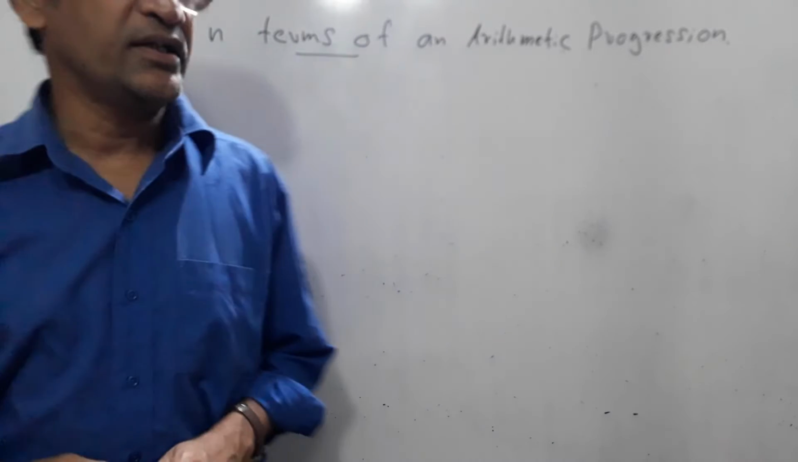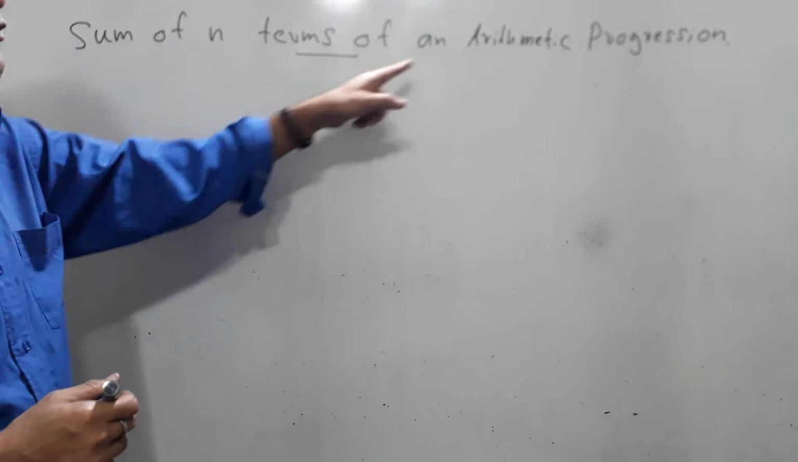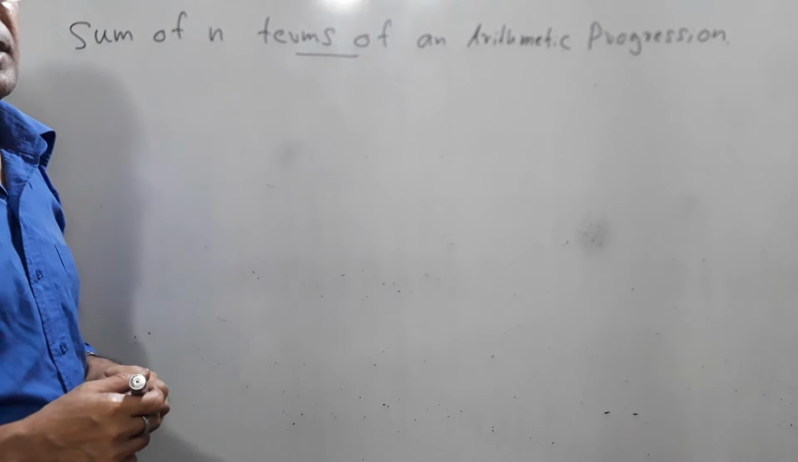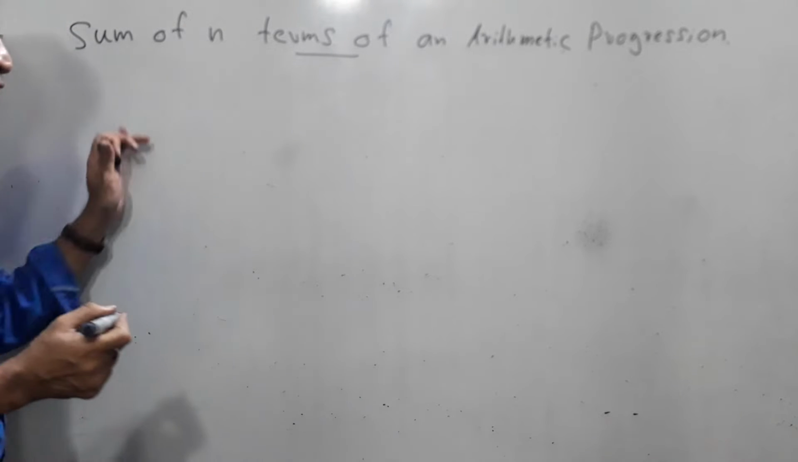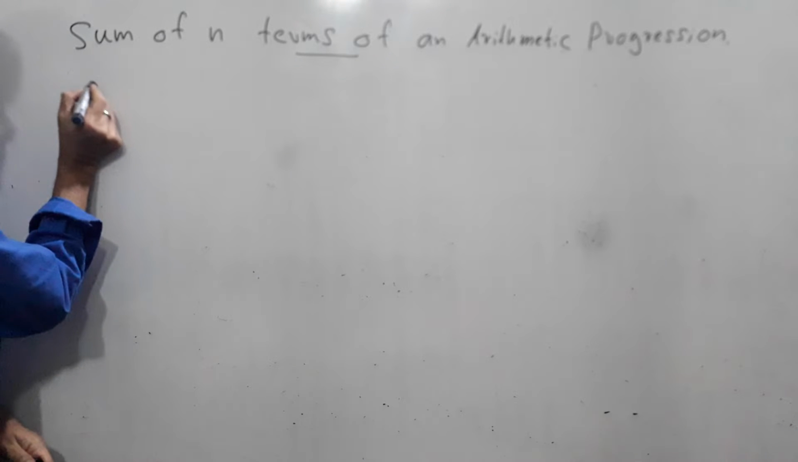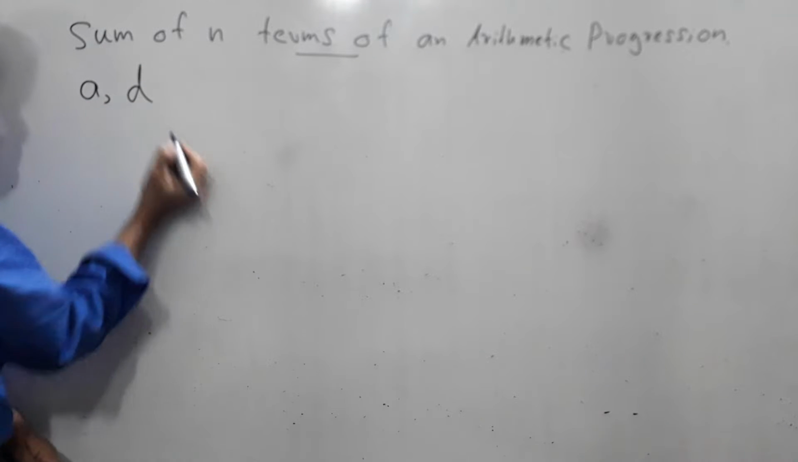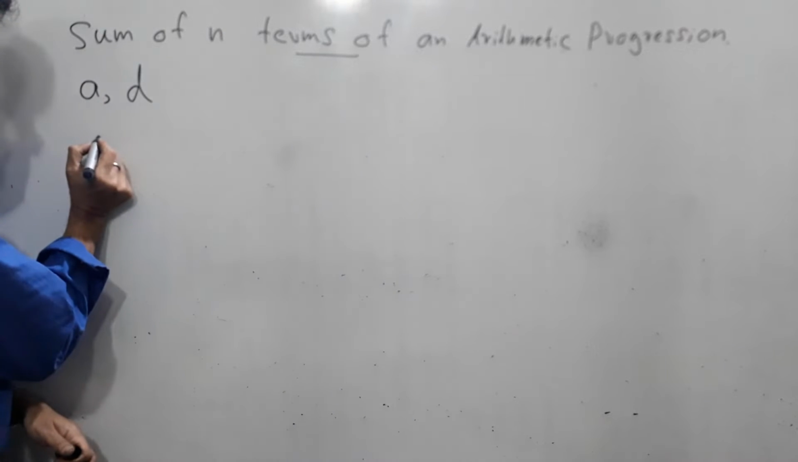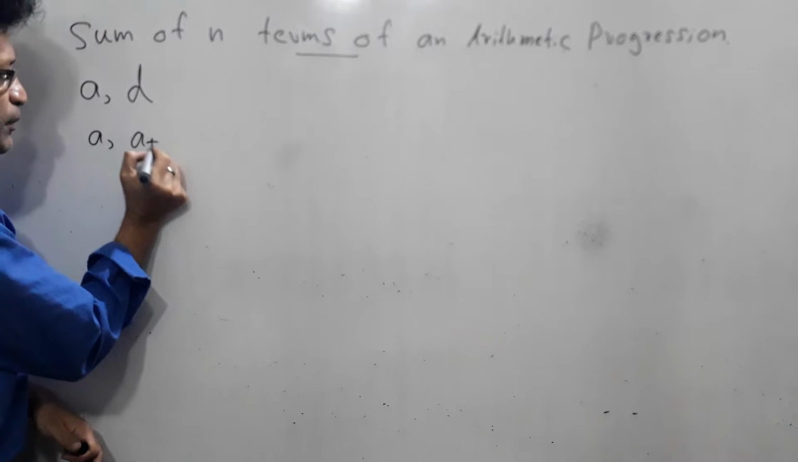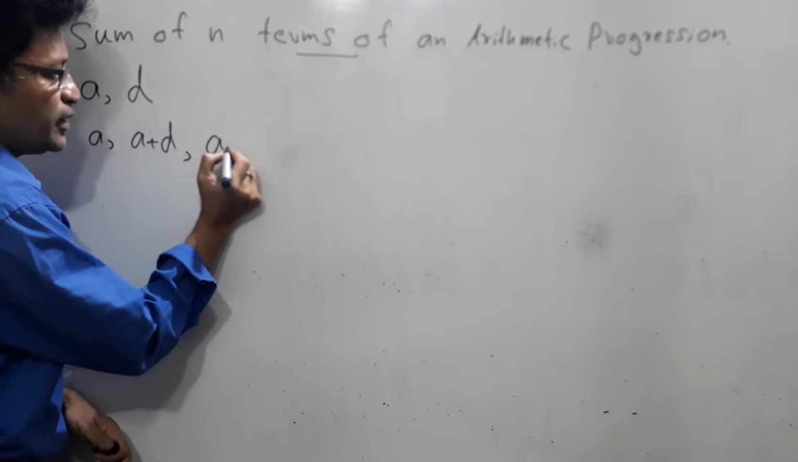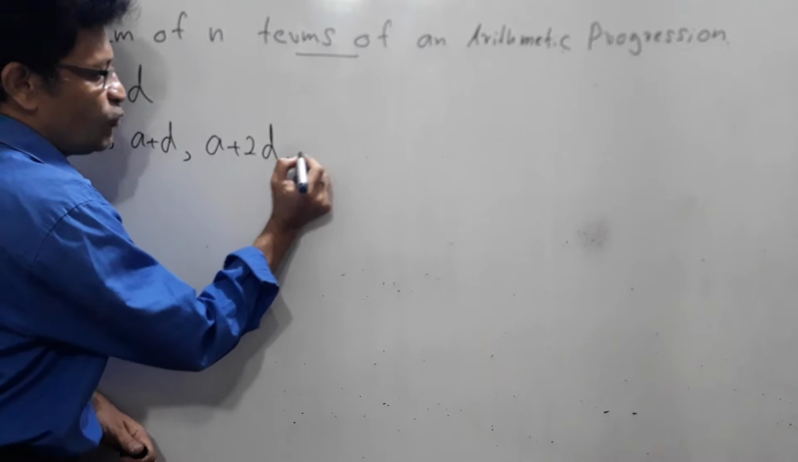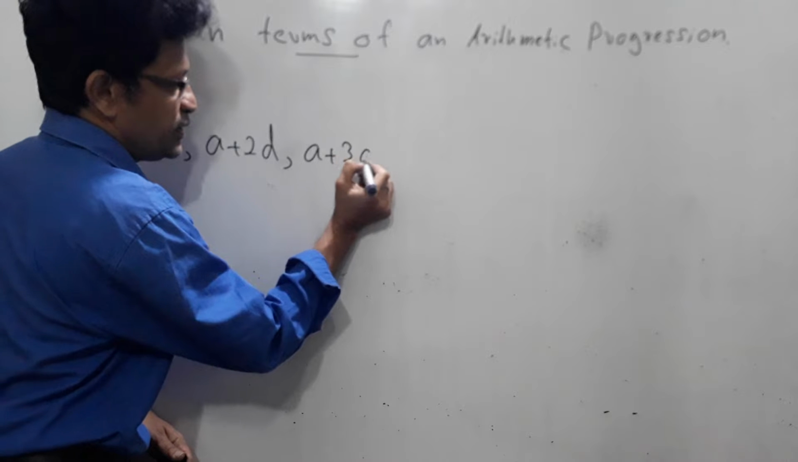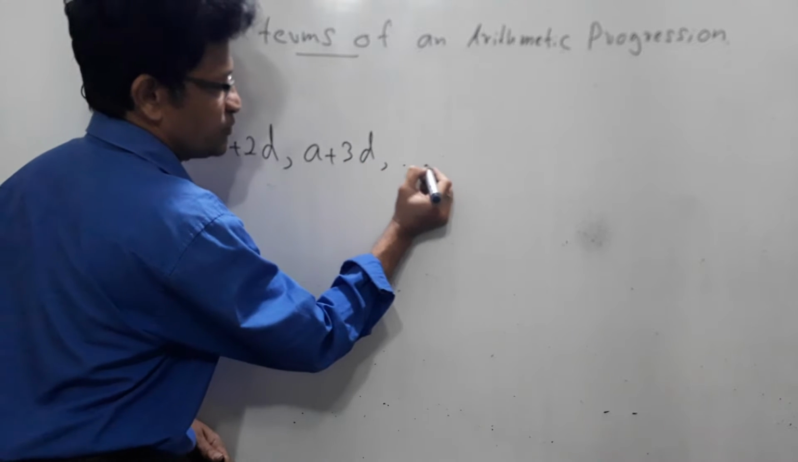Hi, today we are going to study the sum of n terms of an arithmetic progression. Say that it's an arithmetic progression. The first term is a and the common difference is d. Now you can write the first few terms. First term a, second term is a plus d, third term is a plus 2d, fourth term is a plus 3d. Likewise you can write the terms.